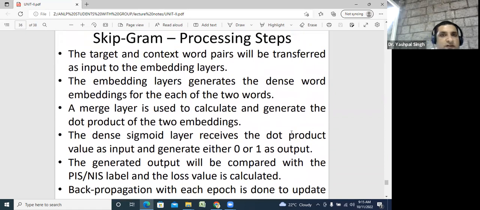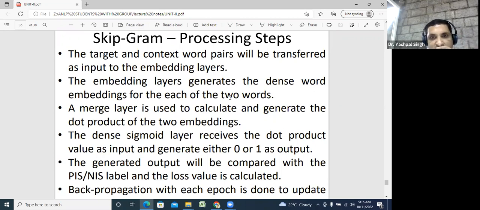Now, how will these things be going on there? The target and context word pairs will be transferred as input to the embedding layer. Then the embedding layer generates the dense word embedding for each of the two words, whatever we get from the input, that is w t minus 1 to w t minus n and w t plus 1 to w t plus n.